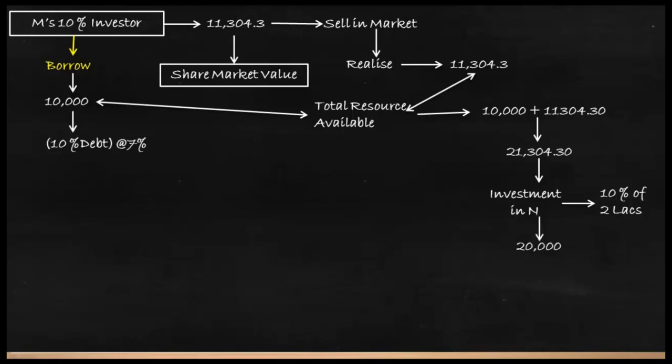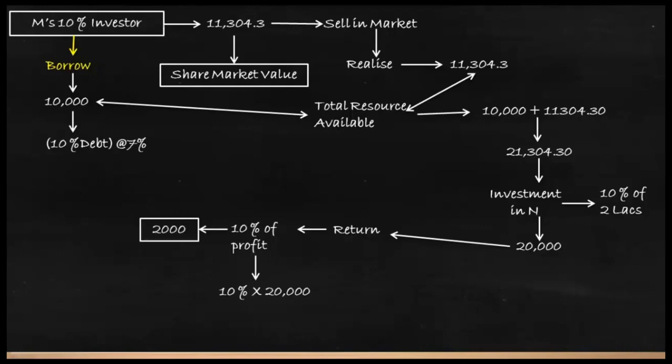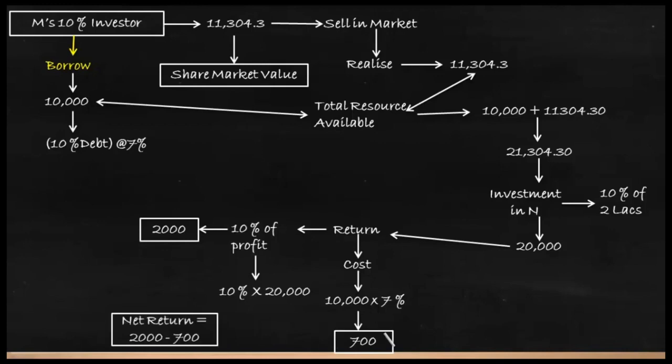So how much would he get? He would get 20,000. Now this 20,000 would give him a return of 10% on profit. What is the profit? Profit is 20,000 into 10%, and it is 2,000. But this 20,000 investment had not come free because he had borrowed 10,000. So this return has a cost. The cost is 10,000 multiplied by 7%, and it is 700. So here the return is 2,000 and the cost is 700. So the net return is 2,000 minus 700, and it is 1,300.